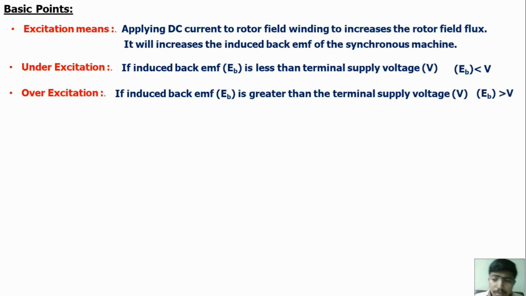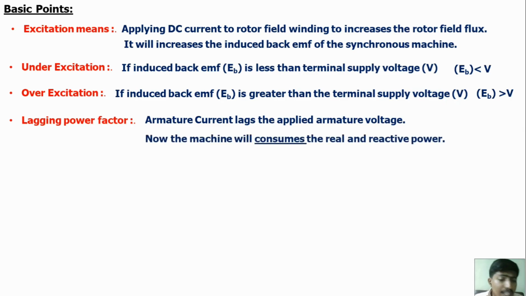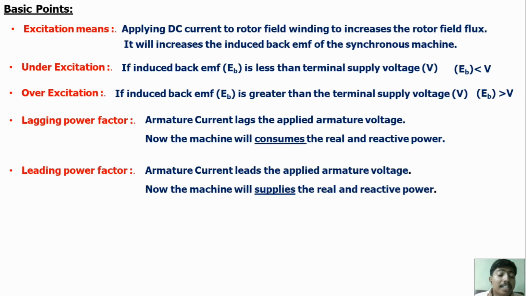Next, what is meant by lagging power factor? Lagging power factor means the current lags the applied voltage. For the lagging power factor, the machine will consume real and reactive power. We have to remember this point. Then, what is leading power factor? Leading power factor means the current leads the applied voltage. Under the leading power factor, the machine will supply real and reactive power.